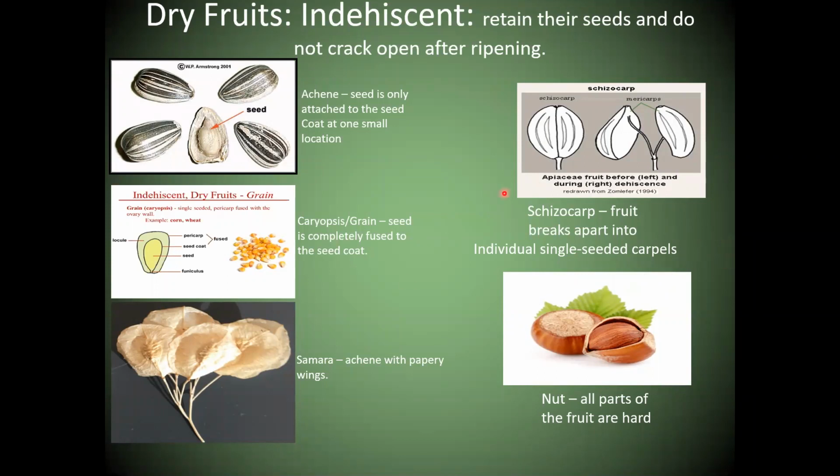So in this case, each carpel has a single mature seed inside it. The schizocarp breaks up into two carpels, and each carpel is termed a mericarp. So a schizocarp breaks up into two mericarps. And what is a mericarp? It's actually a form of a carpel. Last one, nuts. It's a situation where the entire fruit, not just the exocarp, the entire fruit is thick and hard.